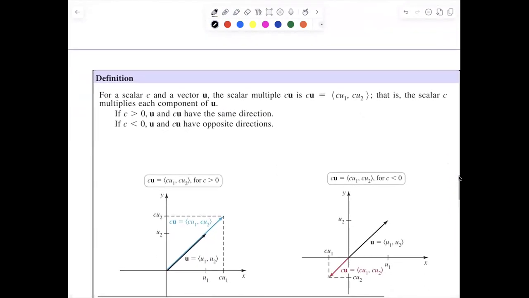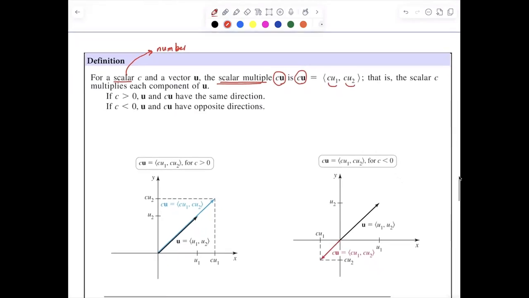Another operation is called scalar multiplication. For a scalar c, what is a scalar? Scalar is just a number. For a scalar like c and a vector like u, the scalar multiplication cu is basically distributing c over the components of vector u. If c is positive, then c multiplied by u is going to be in the same direction as vector u. This is this case here.